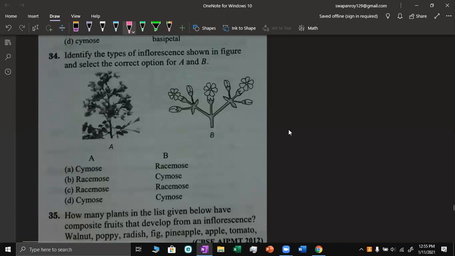In this question you identify the two inflorescences that have been shown, A and B. You have to identify which one is racemose and which one is cymose. This one is a racemose, this is a compound raceme, and this is cymose. So A is racemose, B is cymose. So this answer is correct.